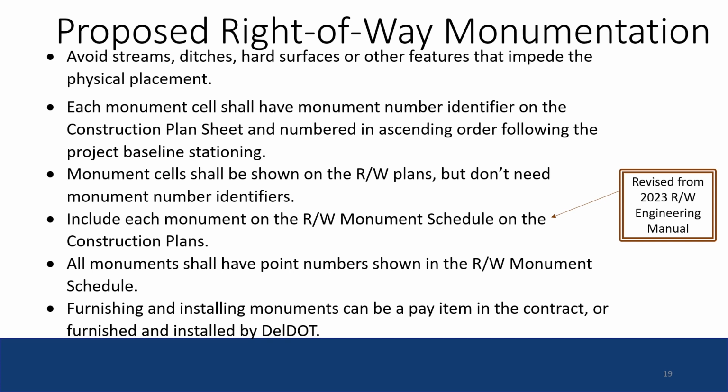Each monument cell shall have a monument number identifier on the construction plan sheet and be numbered in ascending order following the project baseline stationing. Monument cells shall be shown on the right-of-way plans, but don't need monument number identifiers. Include each monument on the right-of-way monument schedule on the construction plans.